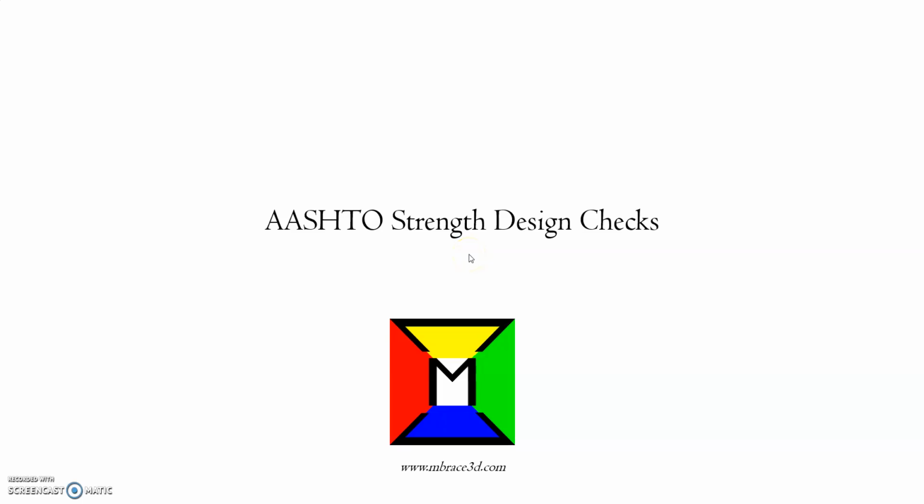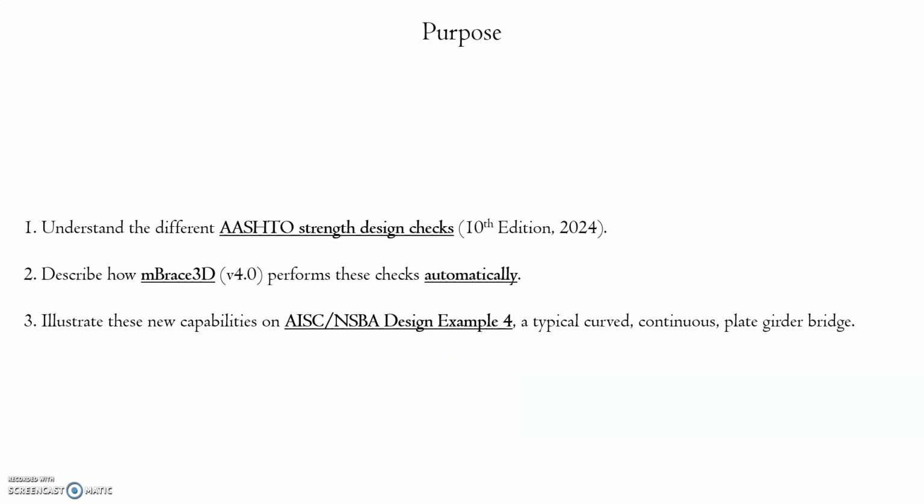Welcome to this tutorial on the AASHTO Strength design checks within Embrace 3D. These capabilities were introduced in version 4.0 of the software. The idea of this video is for you to get an understanding of the different strength design checks currently covered within the program, how Embrace 3D performs these checks, and illustrate these capabilities on the AISC and SVA design example 4.